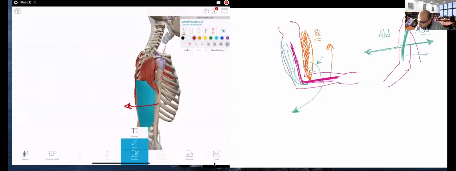How about the triceps brachii? My triceps here. It's going to be pulling the ulna to move backwards. So the forearm is going to be pulled backwards. So this is going to be flexion or extension? Extension of the forearm at the elbow joint. Anybody is confused here about this?